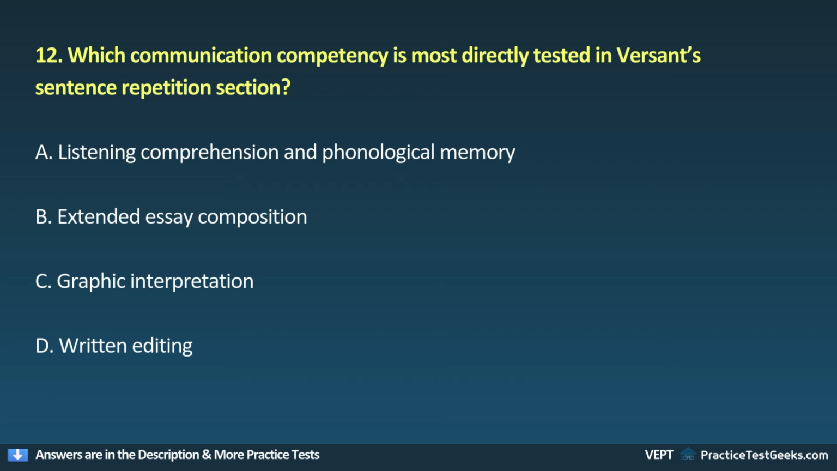12. Which communication competency is most directly tested in Versant's sentence repetition section? A. Listening comprehension and phonological memory. B. Extended essay composition. C. Graphic interpretation. D. Written editing.